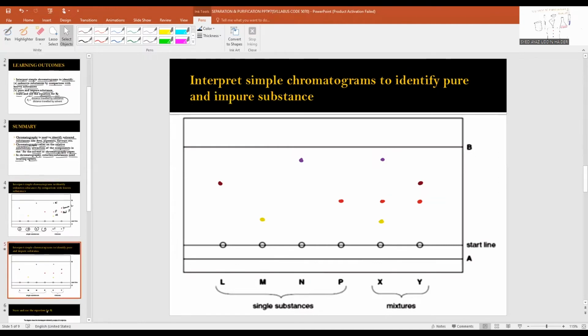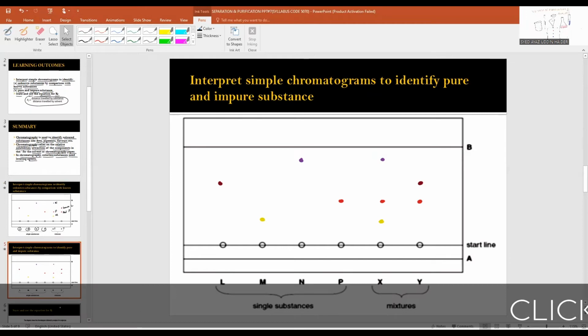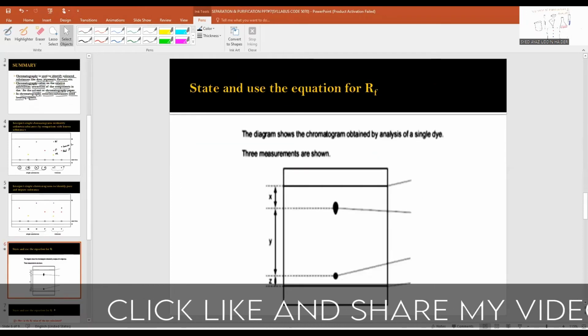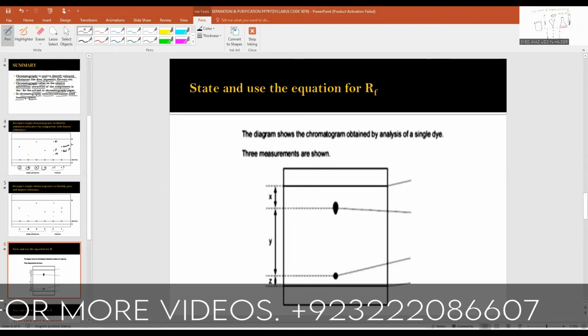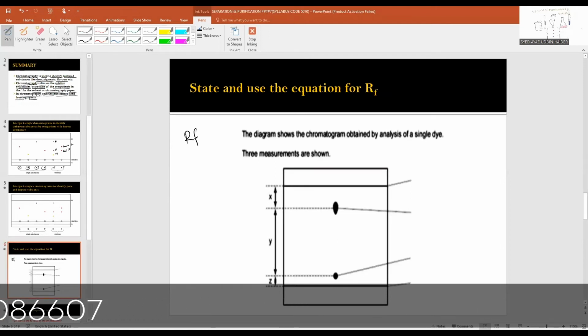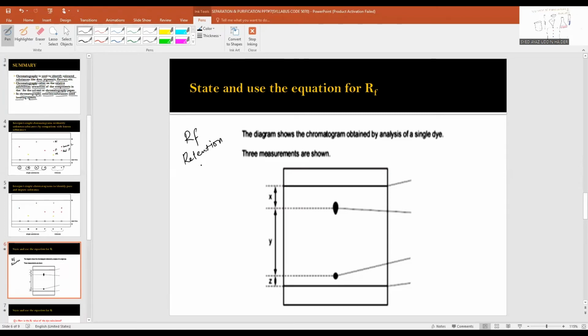Now let's talk about RF. RF is the retention factor.